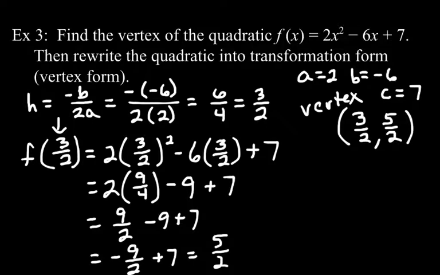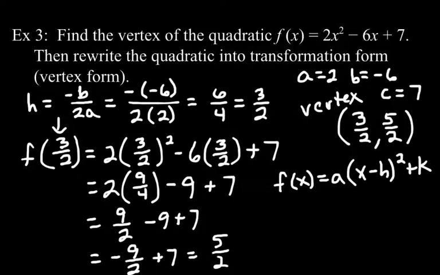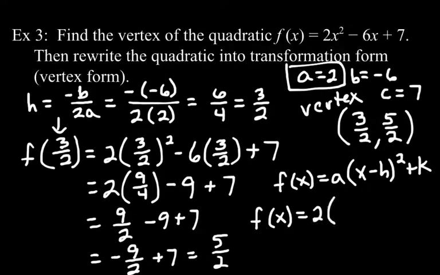So here's how we do it. Remember, vertex form looks like this. f of x equals a times x minus h squared plus k. So in our case, that's going to be f of x equals, now the a value, remember, from the very beginning doesn't change, so that's 2. Then x minus the h value, and the h value is 3 halves. And then plus the k value at the end, which was 5 halves.